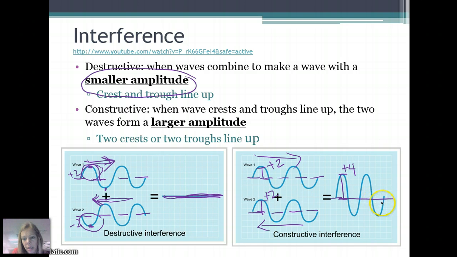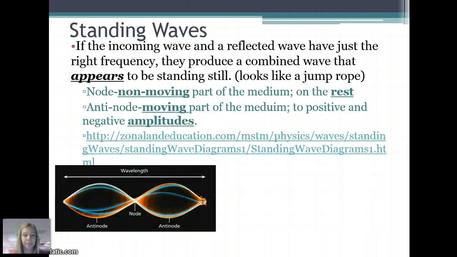Now it's not always going to double like that. Remember, these are two identical waves, so that's why we just double the amplitude. The main thing is that with constructive interference, when those two waves interfere with each other, you're going to end up with a larger amplitude.